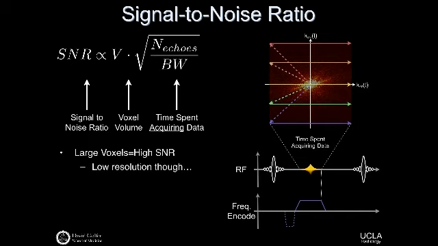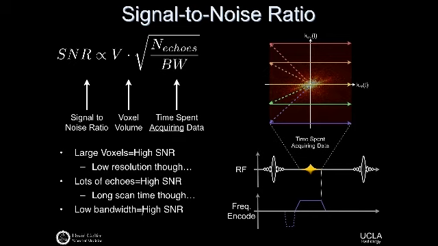So it stands to reason from this expression that large voxels give us high signal to noise, right? So if you want high signal to noise, one way to get there is low resolution, but low resolution isn't always great for imaging and diagnosis, right? So there's this trade-off between resolution and signal to noise that we always have to balance. Lots of echoes also give us high signal to noise, so we might want to get thousands or tens of thousands of echoes to improve our signal to noise. But the downside there is more and more echoes mean a longer and longer scan time. So again, some balance between how much data to acquire and acceptable signal to noise.